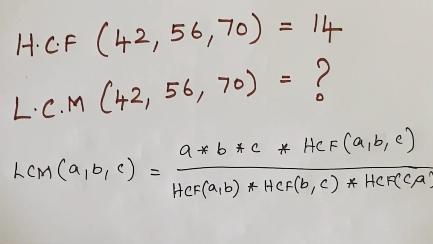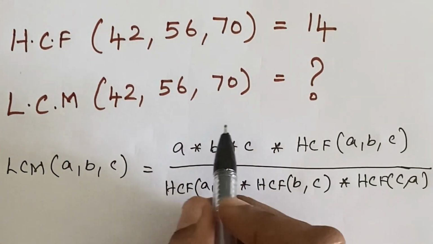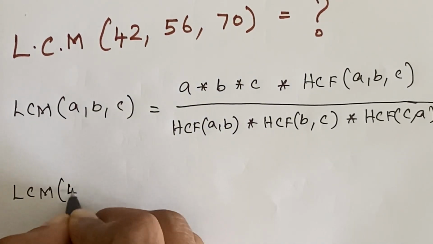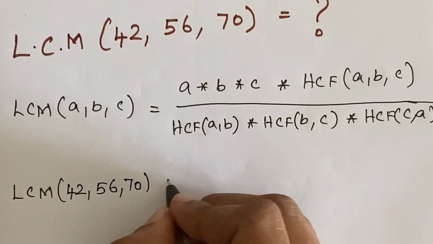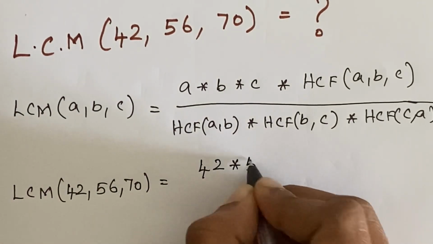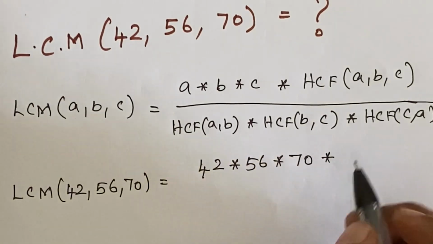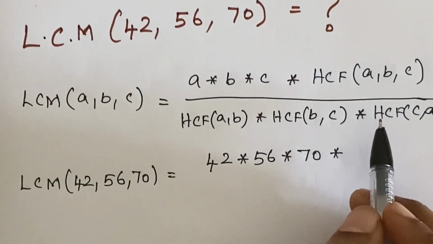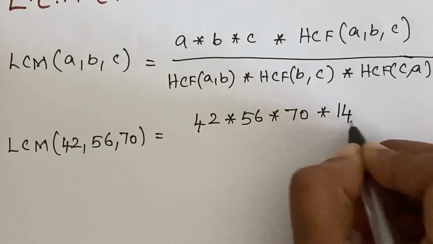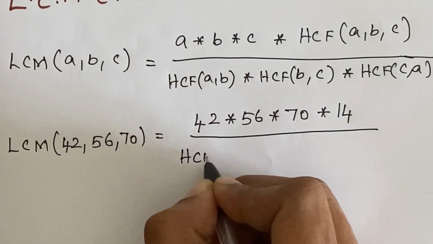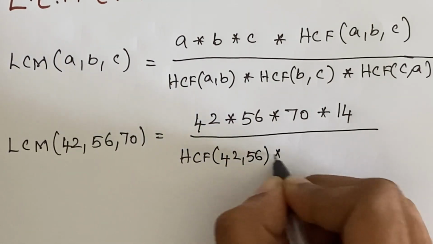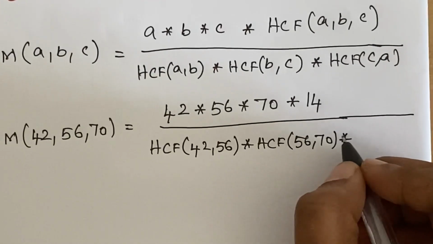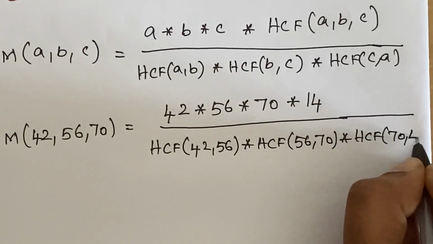Now let's apply this formula here. So we get LCM of 42, 56 and 70 equals 42 times 56 times 70 times HCF of 42, 56 and 70, which is 14. It is given. So times 14, divided by HCF of 42 and 56 times HCF of 56 and 70 times HCF of 70 and 42.